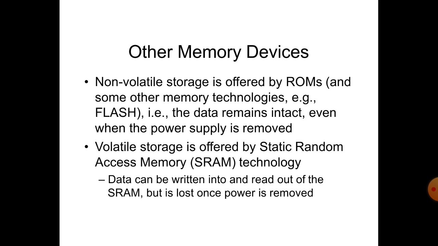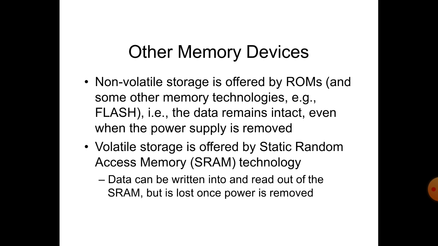And among other memory devices, non-volatile storage is offered by ROM and some other memory techniques, that is flash, where data remains intact even when the power supply is removed. Volatile storage is offered by static random access memory, SRAM, and DRAM, dynamic random access memory. So RAM is nothing but random access memory. Random access memory means we can both write and read.